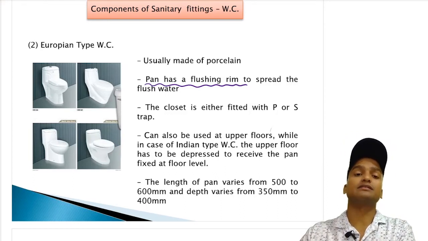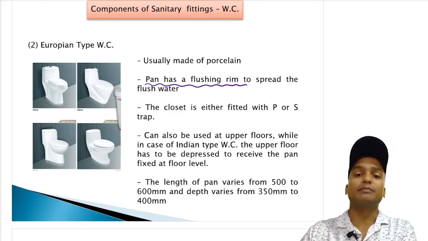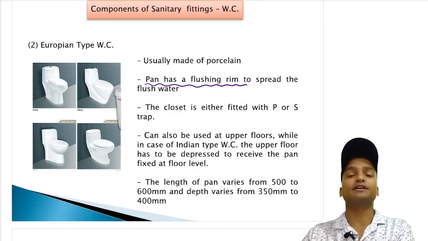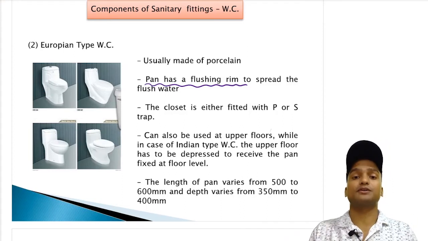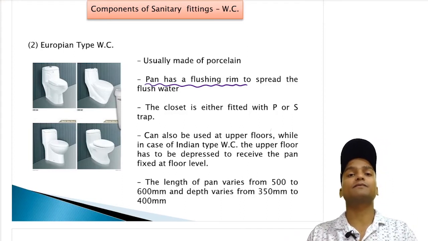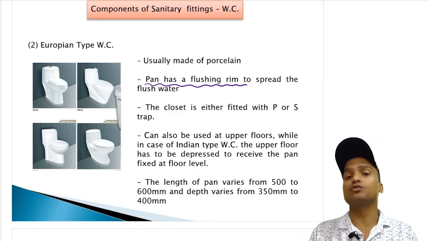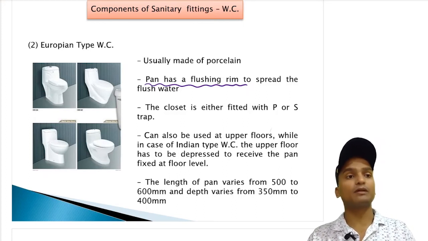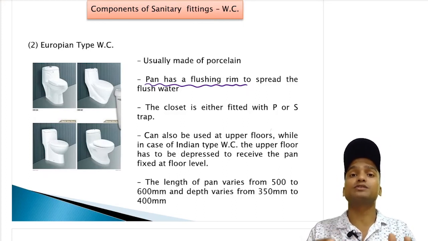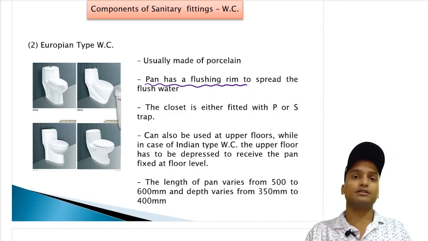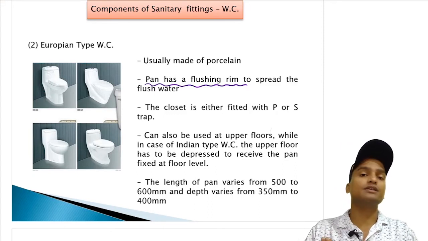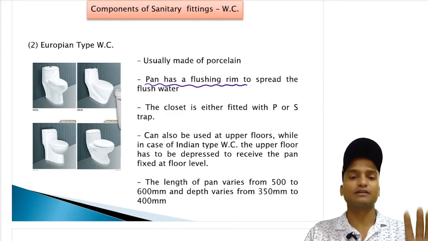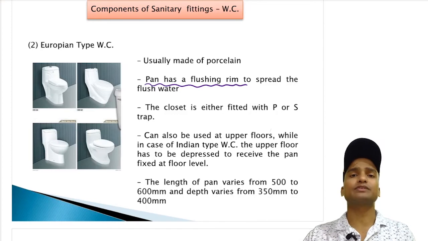One very important thing is that it can also be used at upper floors, while in the case of the Indian type water closet, the upper floor has to be depressed to receive the pan fixed at floor level. देखिए इंडियन टाइप वाटर क्लोजेट की क्या प्रॉब्लम है कि उसे फ्लोर लेवल पे ही फिक्स करना होता है. And if you want to install your water closet on the floor level, then you have to depress the floor level. While in the case of the European type water closet, there is no such issue of depressing the floors. And in this type of water closet, the sitting posture is like sitting on a chair.